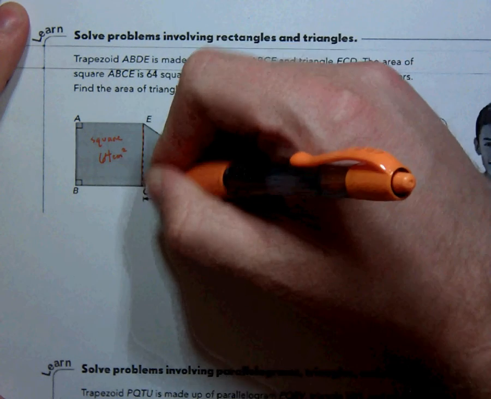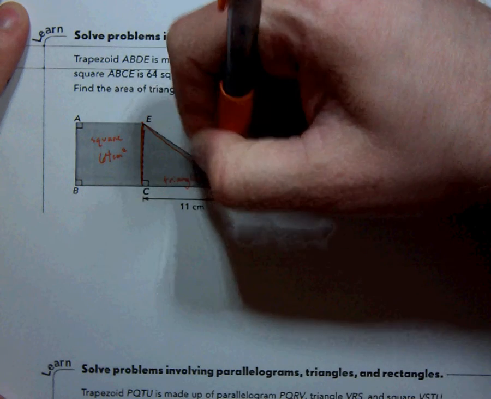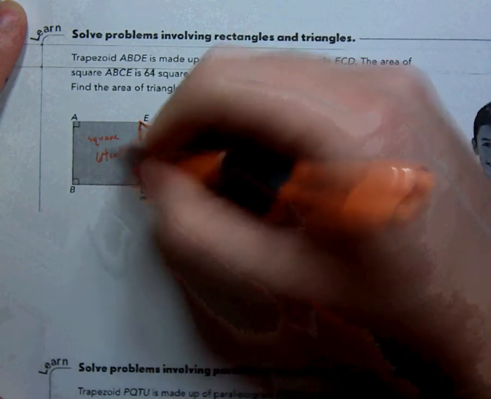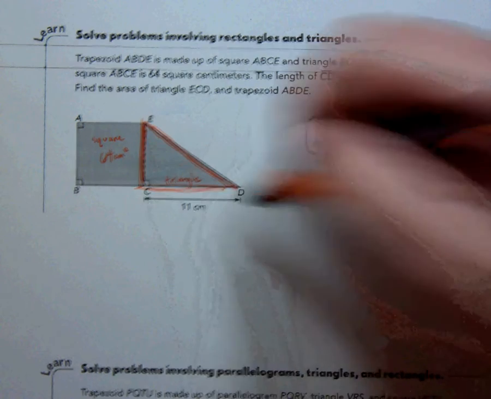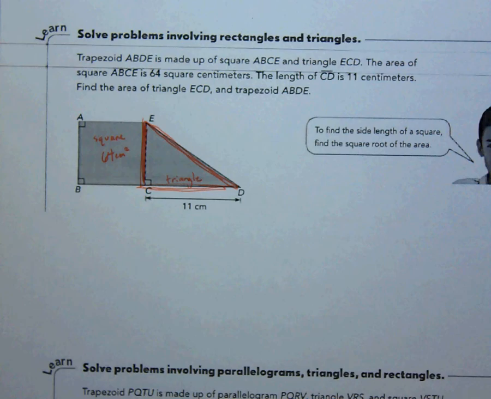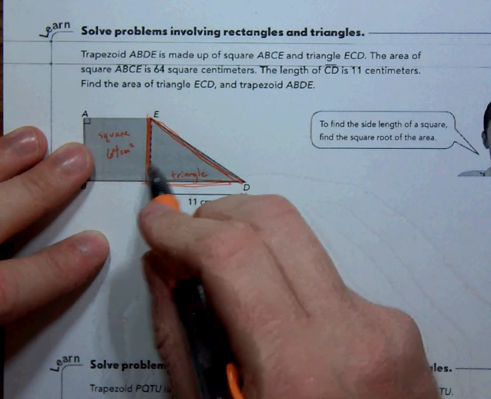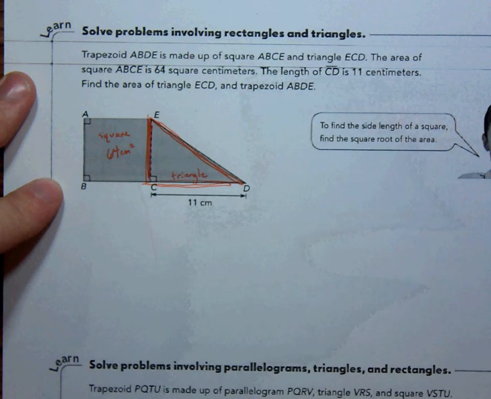So I'm going to put some marks around ECD so that it's clear what we're doing. We're finding the area of that triangle right there. That's the area we need to find, ECD. So I have the base of this triangle, but I don't know the height yet. So I'm going to have to figure that out based on what I know about this square right here.